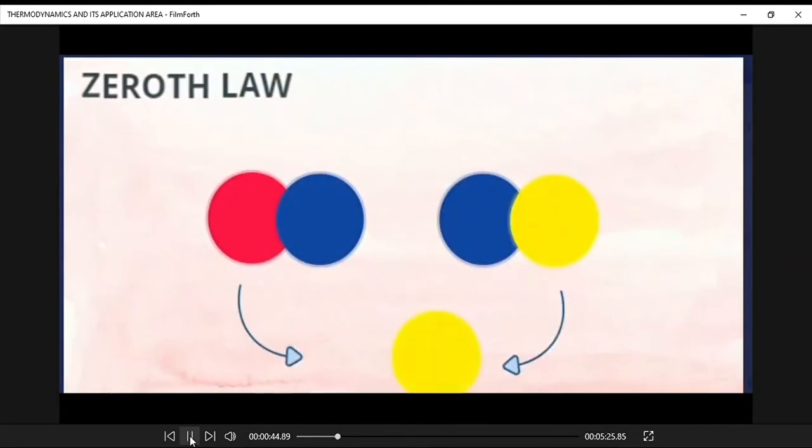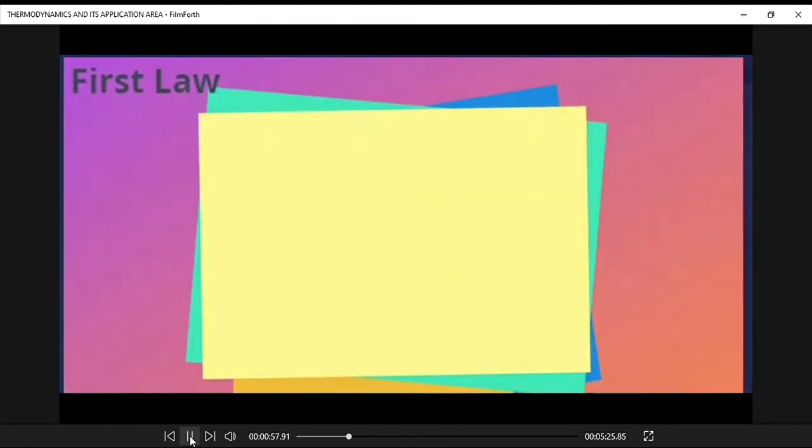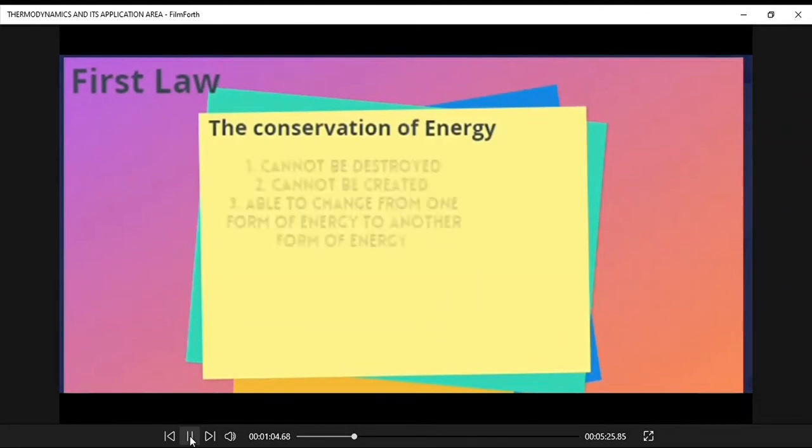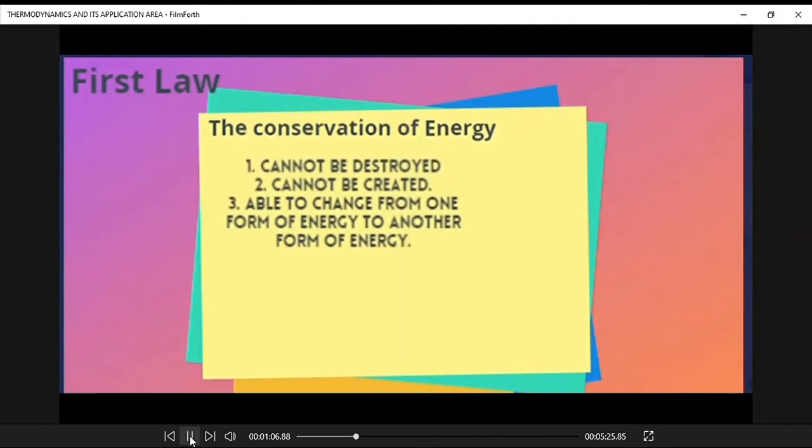The zeroth law states that if two bodies are in thermal equilibrium with a third body, they are also in thermal equilibrium with each other. Now let's get into the first law of thermodynamics. This law applies the conservation of energy, which is one of the thermodynamic properties. It cannot be destroyed nor created, but is able to change from one form into another form of energy.